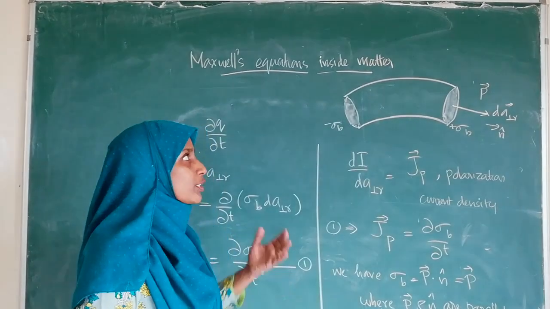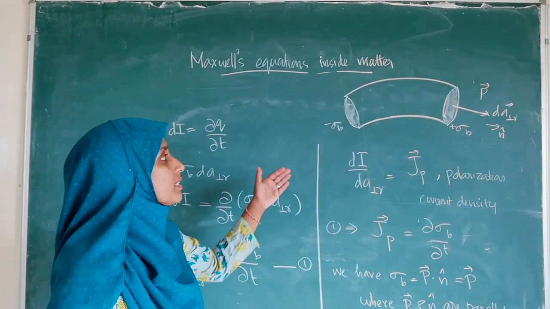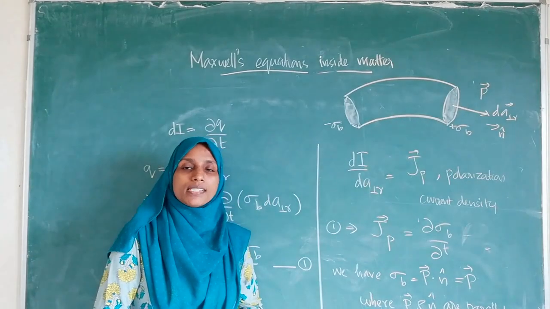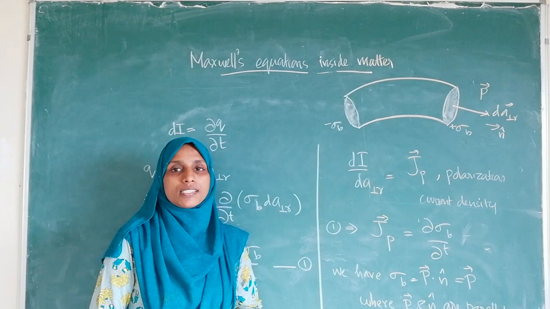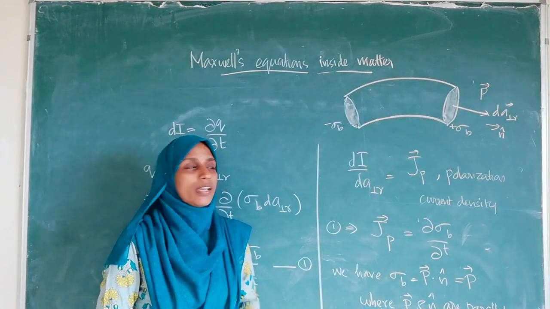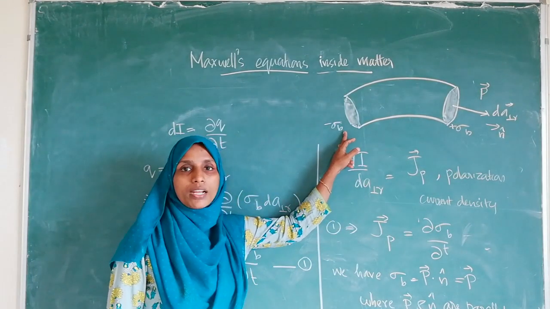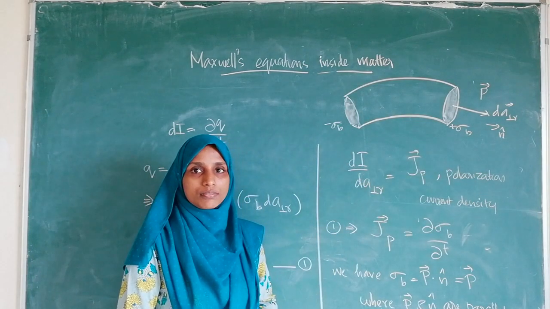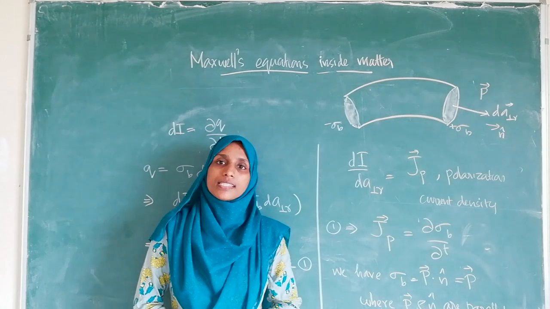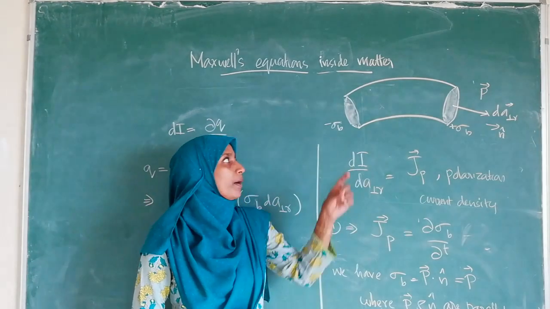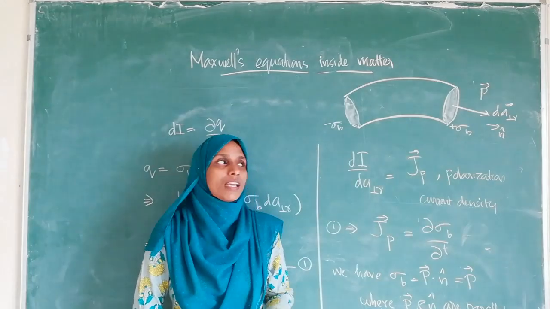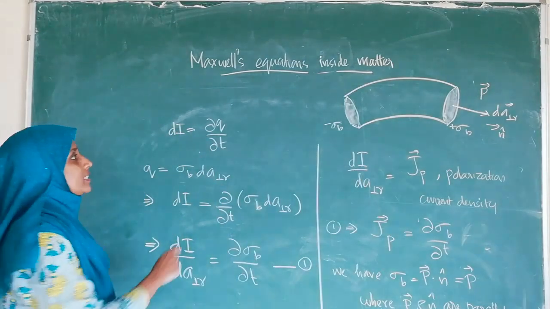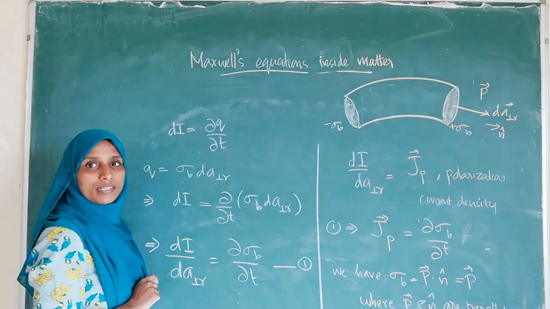To explain the Maxwell's equations inside matter, consider a small piece of polarized material. The polarization induces a surface charge density at both surfaces. Then minus sigma B is induced at one end and plus sigma B will be induced at the other end. When the polarization changes a little, the charges bound at the surface also change, which produces a small current dI. That is, dI is equal to dq by dt.